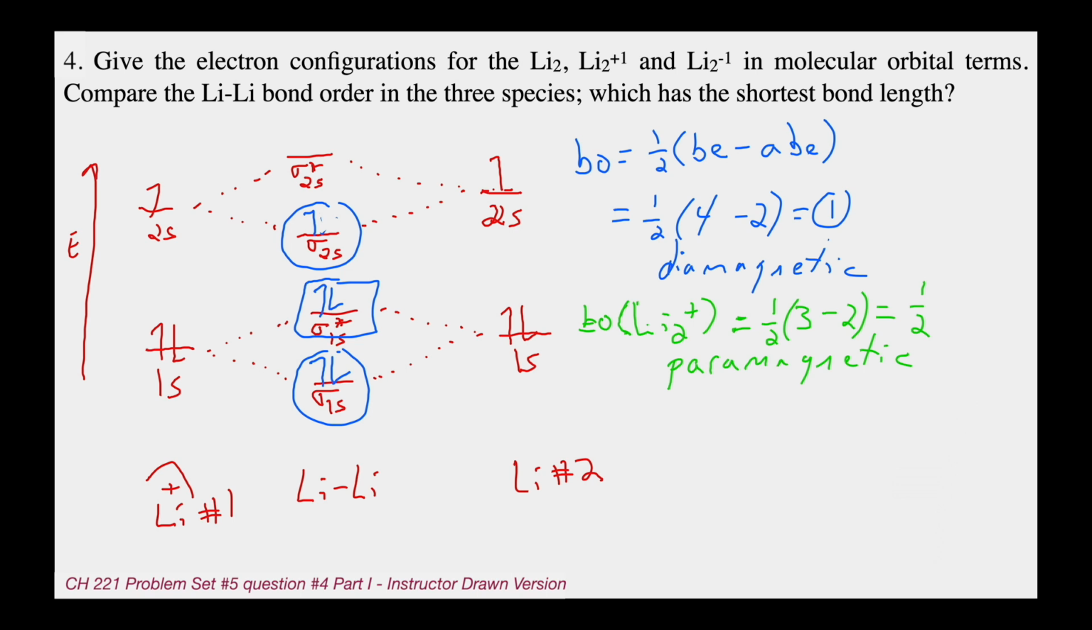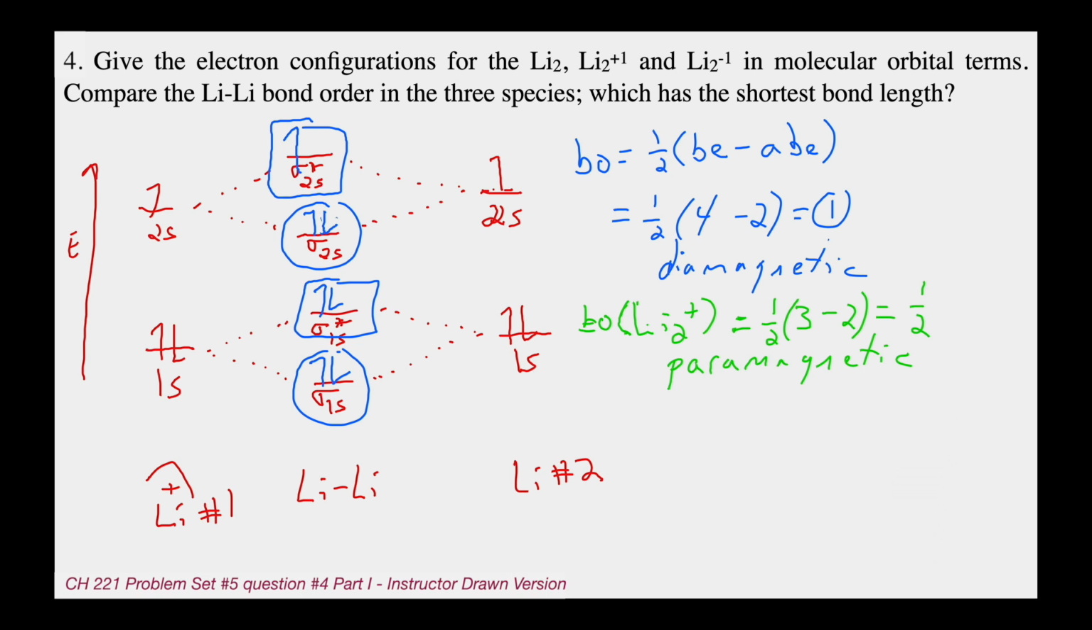The last part of this problem is about Li2 negative 1. Now to make Li2 negative 1, I'm going to go back to neutral Li2. So I just added that other sigma 2s electron back. That's the electron configuration we had for neutral Li2. Li2 minus 1 means there's an extra electron, and that extra electron is going to go in an anti-bonding sigma 2s orbital. So notice here we've added now an additional anti-bonding electron. I'll try to make a square around it.